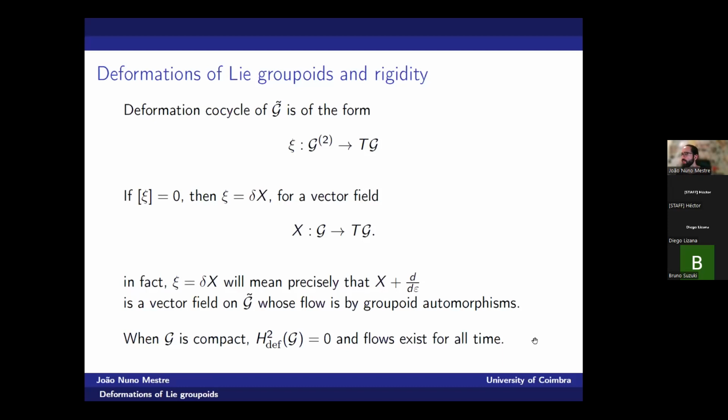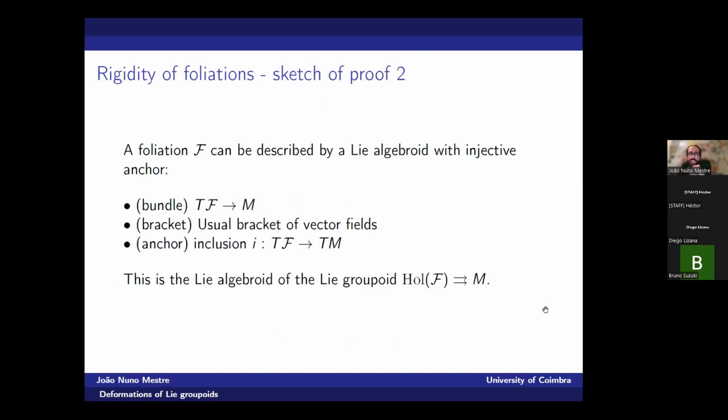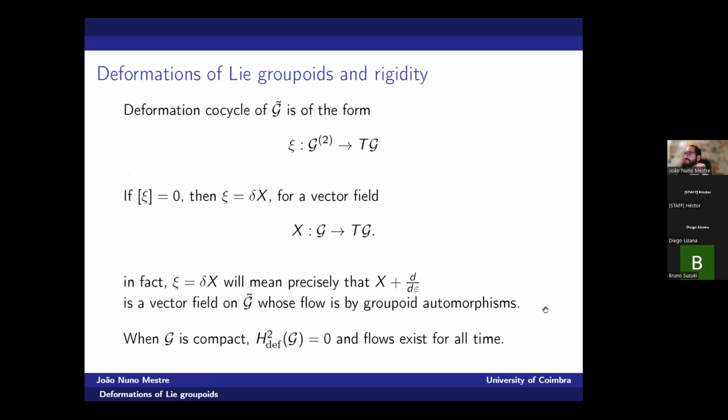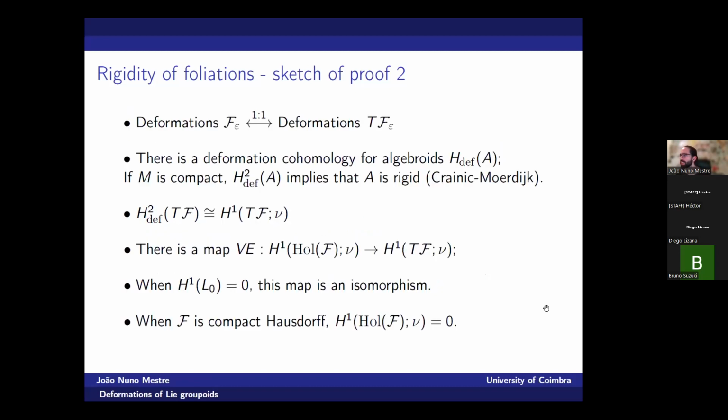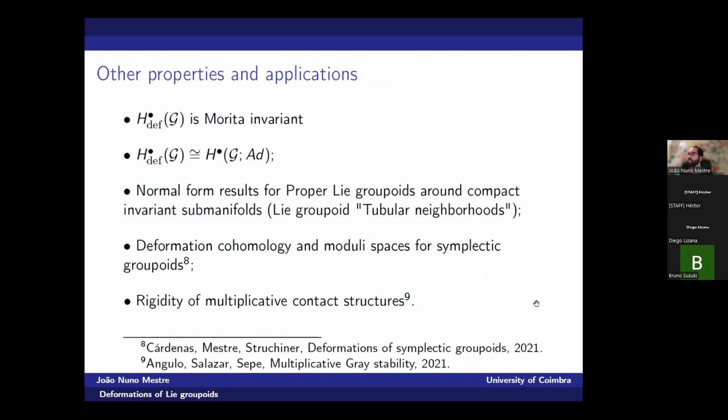Okay, so that's the sketch of the proof of how compact groupoids are rigid. They cannot be deformed. And that then leads to the rigidity theorem, or the rigidity criteria, for foliations. I think perhaps I will sketch the other proof that they provide. And since my time is kind of short, I will just tell you a little bit more about other properties and some applications of this deformation cohomology and this deformation theory.